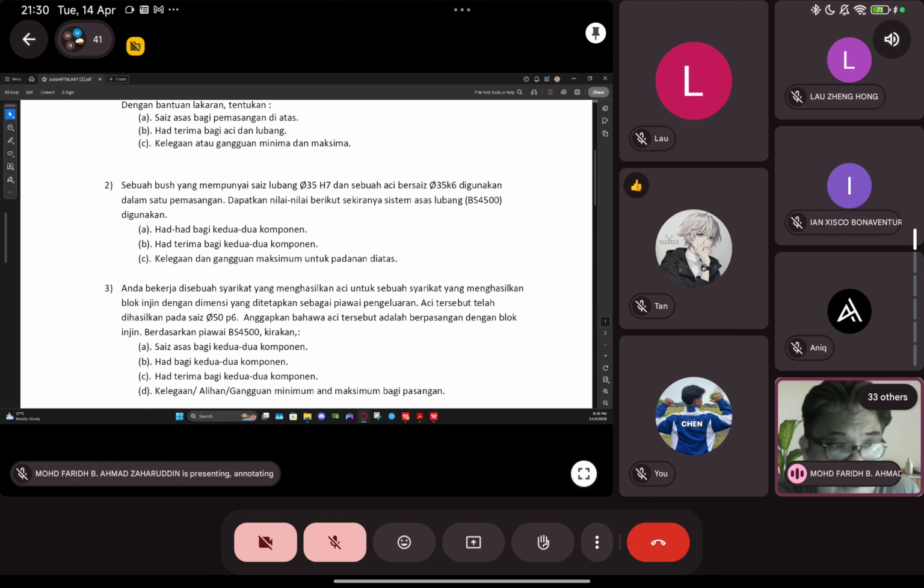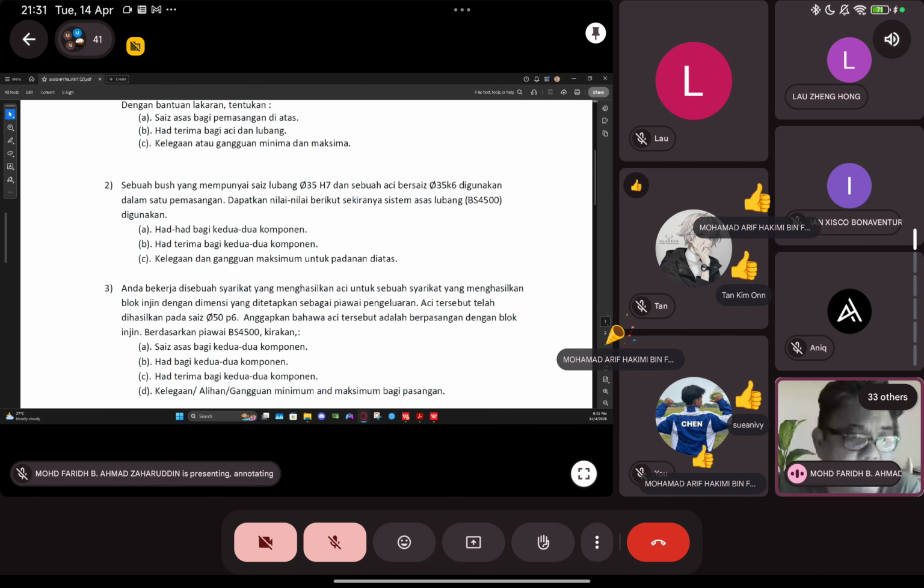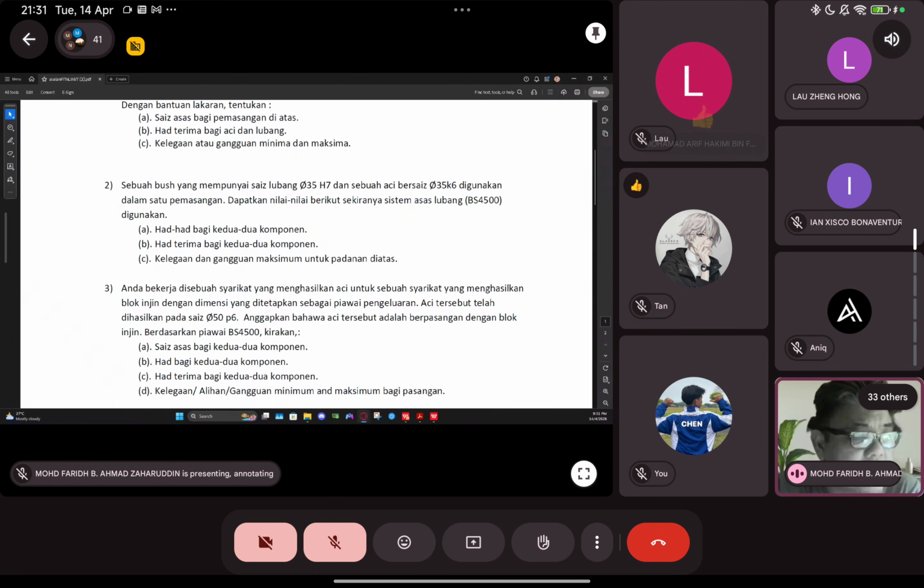And what is the answer for the upper limit and lower limit for the shaft? Please give me the answer. Anyone? 35.018 and the lower limit is 35.002. 35.018 and 35.002 for the lower limit. Okay, double check, guys. Is it correct? Okay, thank you. All right, we have the answers.